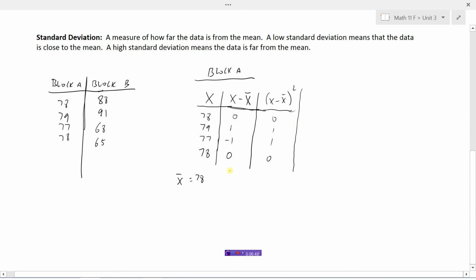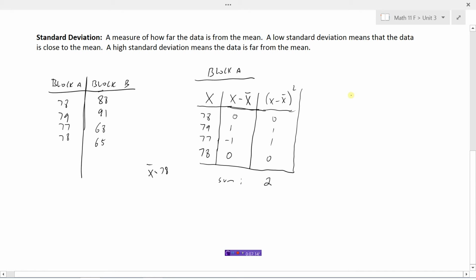Then what we are going to do is calculate some totals here. So the mean was 78. And we're going to add all these up. We're going to find the sum of this column. 0 plus 1 plus 1 plus 0 is 2. So the sum is 2.